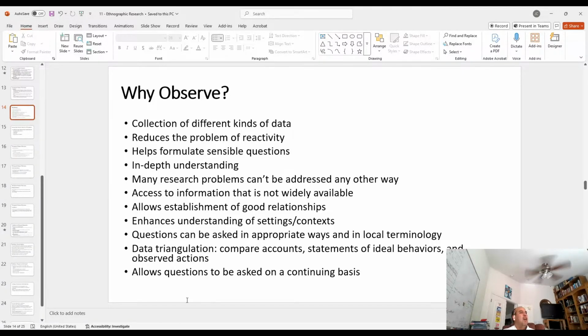Okay, all right, and also allows questions to be asked on a continual basis to be able to continue to learn and to expand your learning of that particular culture and that particular cultural setting.